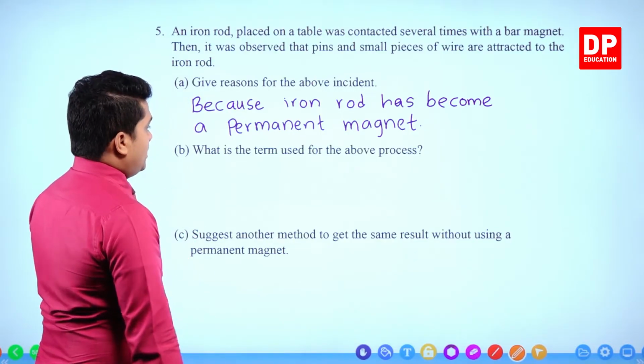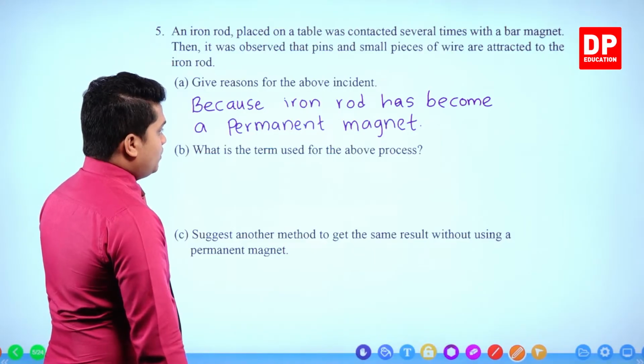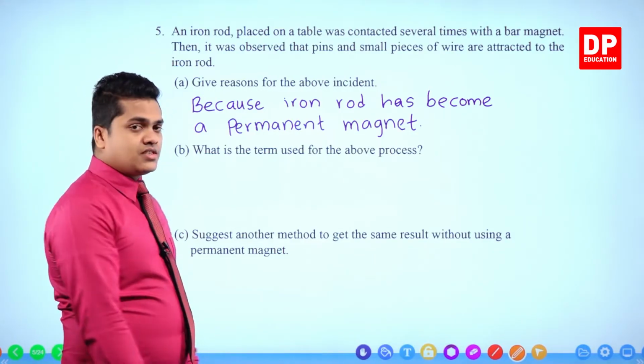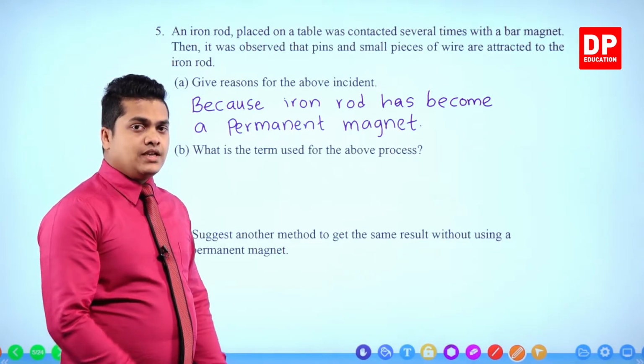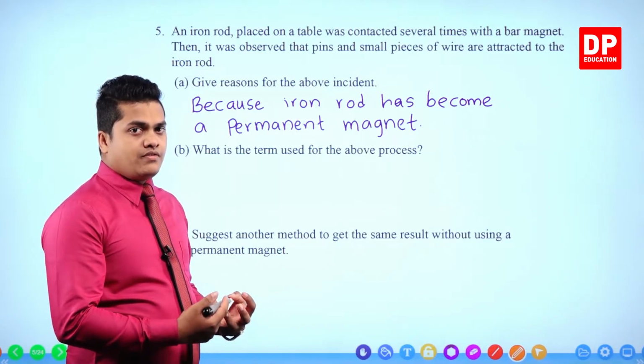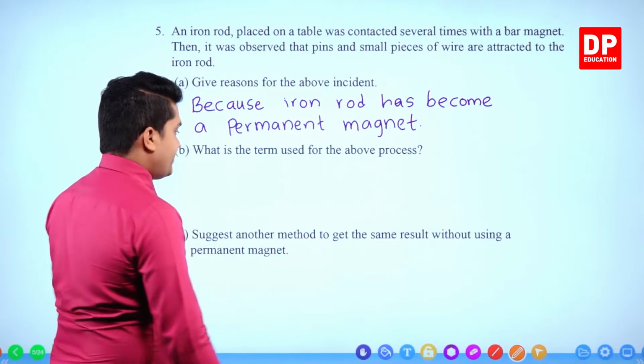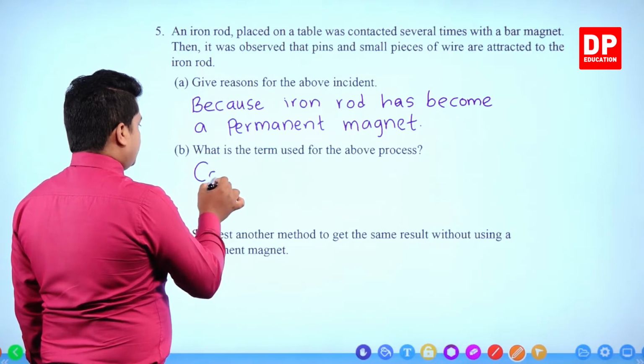Second question, what is the term used for the above process? So this process is referred to as the contact method of making a permanent magnet. Contact method.